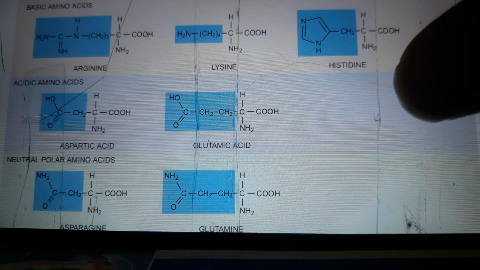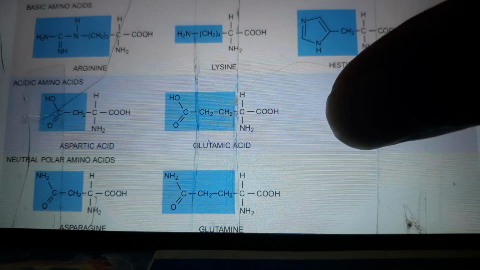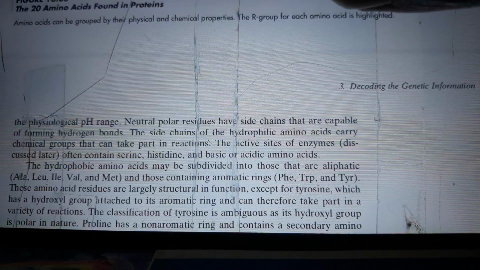Basic amino acids. So just like sociophobic and sociophilic: those who easily merge into society are sociophilic, and those who don't merge with the general society are sociophobic. So there's a lot of difference. Similarly, hydrophilic and hydrophobic.